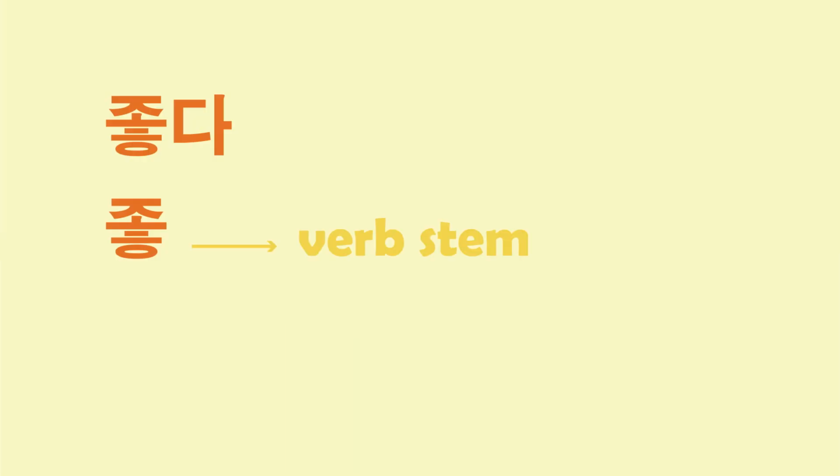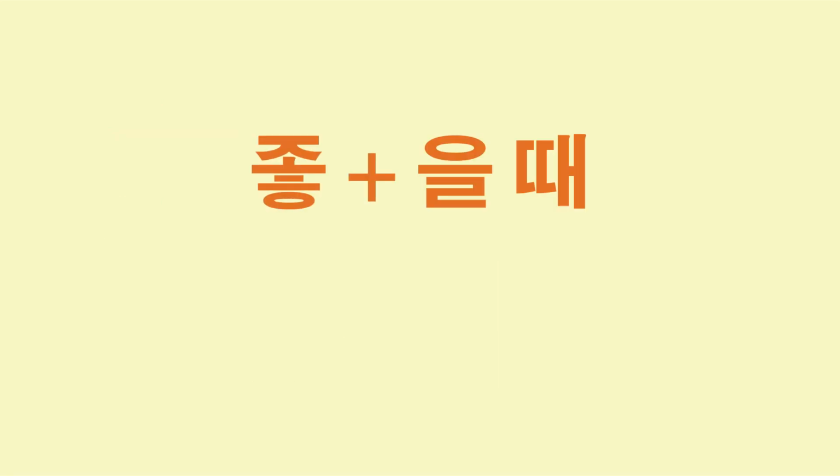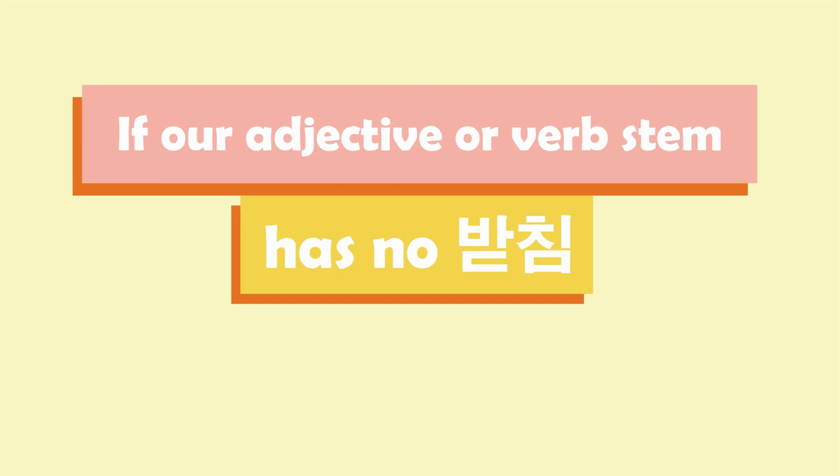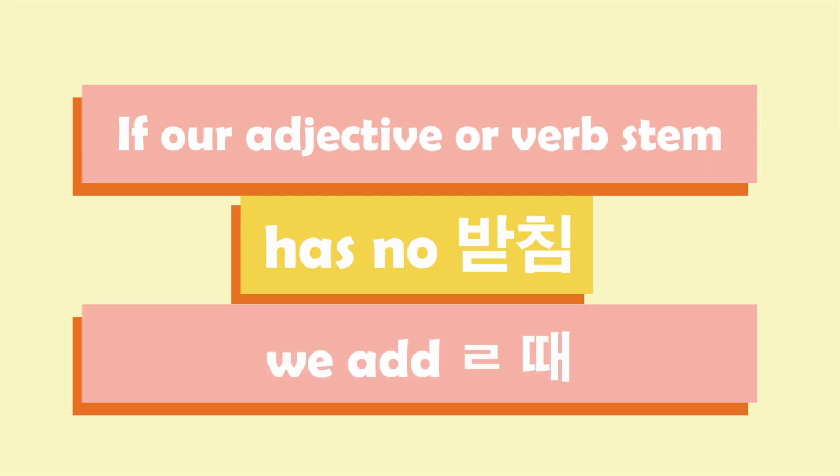좋다. 좋다 means to be good. Our stem has 받침. So, 좋 plus 을 때, 좋을 때. If our adjective or verb stem has no 받침, we add ㄹ 때.